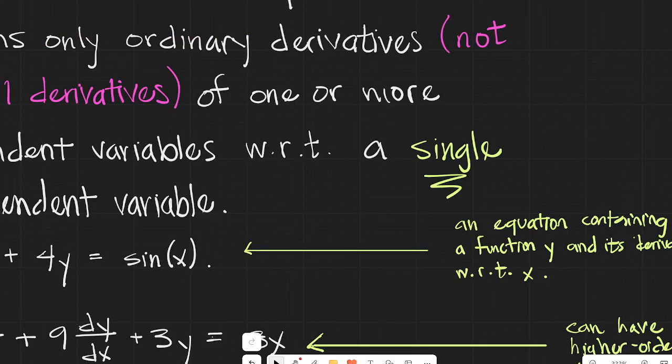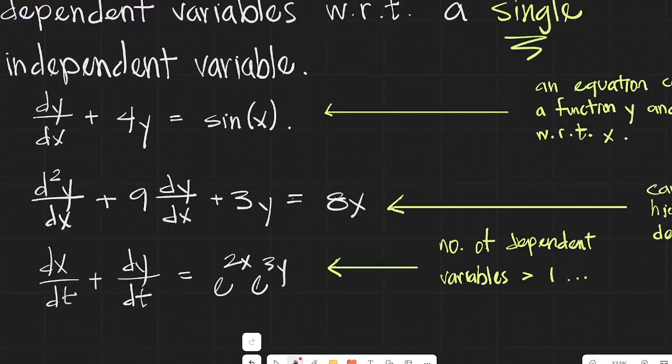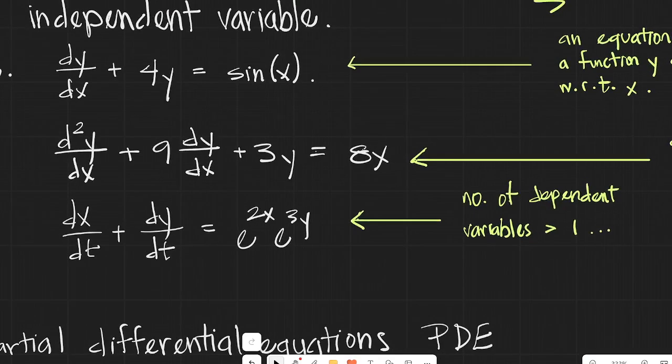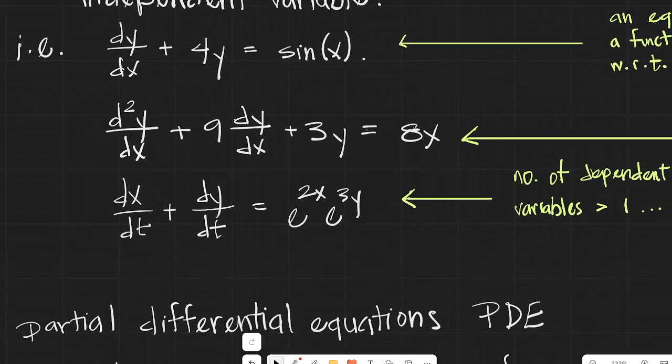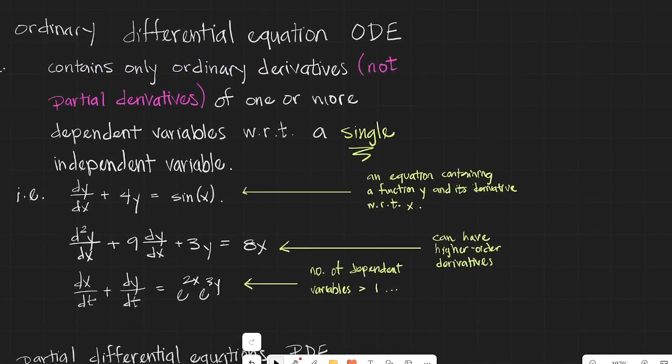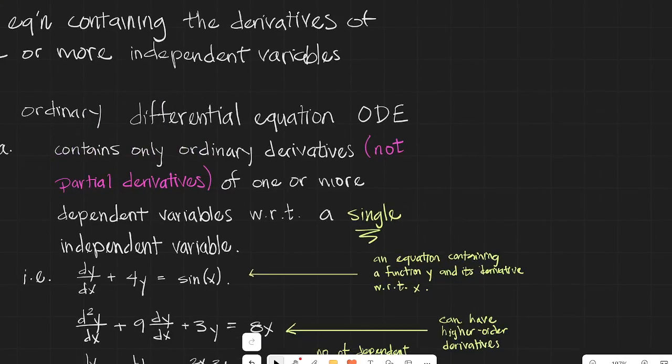And so with this, we have two equations, but this third one here says that the number of dependent variables can be greater than one. So the dependent variables in this case are x and y, which are going to be functions of t. We can just see that from the derivative operators in this equation. And then again, on the right, we have this forcing function here. Okay, so those are the ordinary differential equations, abbreviated ODE.